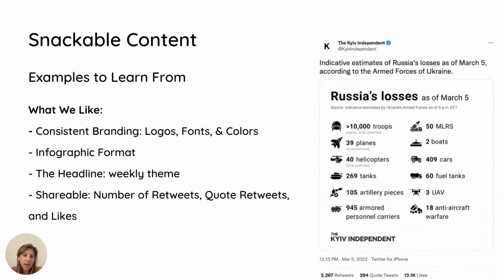Now let's look at some examples. The first example here is from the Kyiv Independent on their Twitter account. What is really interesting about this piece of snackable content is their use of consistent branding. They post the same post with updated numbers every week. The infographic format really simplifies the understanding of a complicated topic, but also the headline is really attention-grabbing. The success of the snackable content is evident from the number of retweets, quote retweets, and likes.